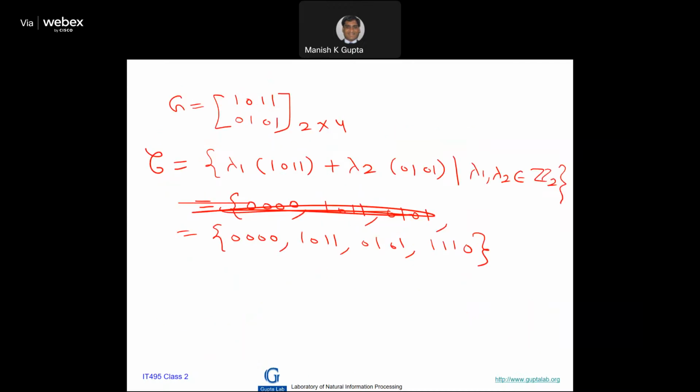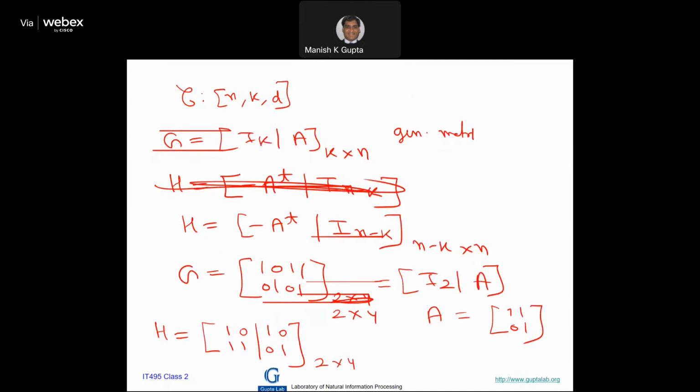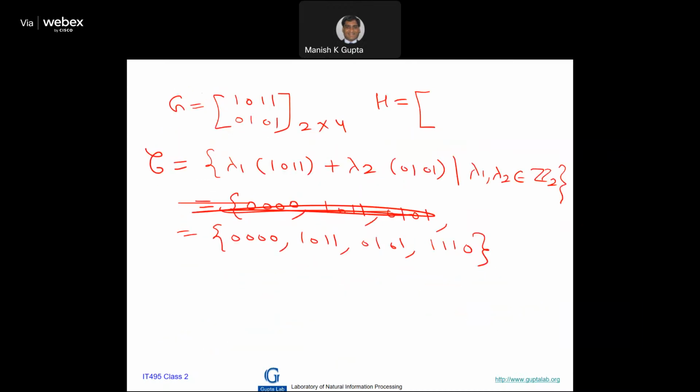Okay. So the question is now, let us take the H and try to see if we can find the same C or not. So H is given to us. If G is this, what is H? We have just obtained 1010, 1101. This is our parity check matrix, right? This is the parity check matrix from the formula we obtained, right?